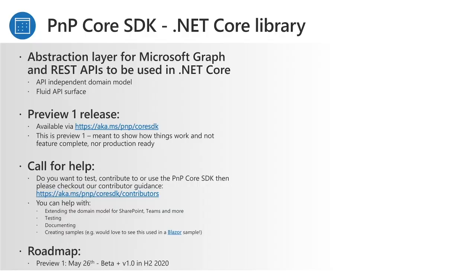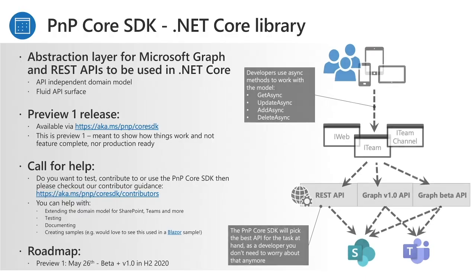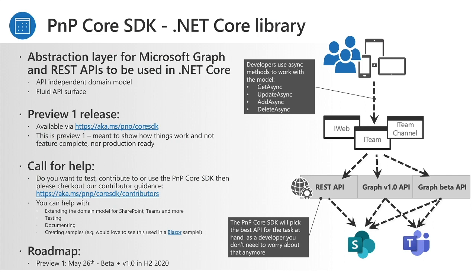Now, we're releasing a completely new PnP Core SDK, which is targeted to be used in .NET Core or .NET 5, so .NET Framework V5. And this is really an abstraction layer for Microsoft Graph and REST APIs, which can be used in .NET Core, so really the modern way of implementing Visual Studio tooling. And what's really cool about this abstraction layer is that you as a developer don't have to understand Graph URLs and the REST APIs. You don't have to understand SharePoint REST APIs. You don't even have to understand if the information is available from Graph or if it's available from a SharePoint REST.